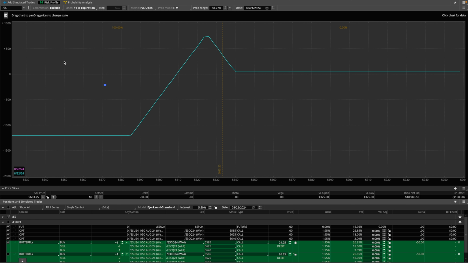At the time I opened the trade, this is on the ES, I was paying a $24 debit for the trade. If you trade ES options, you know the debit that you see here, by the time you submit the order, it's only going to take half of this in margin.